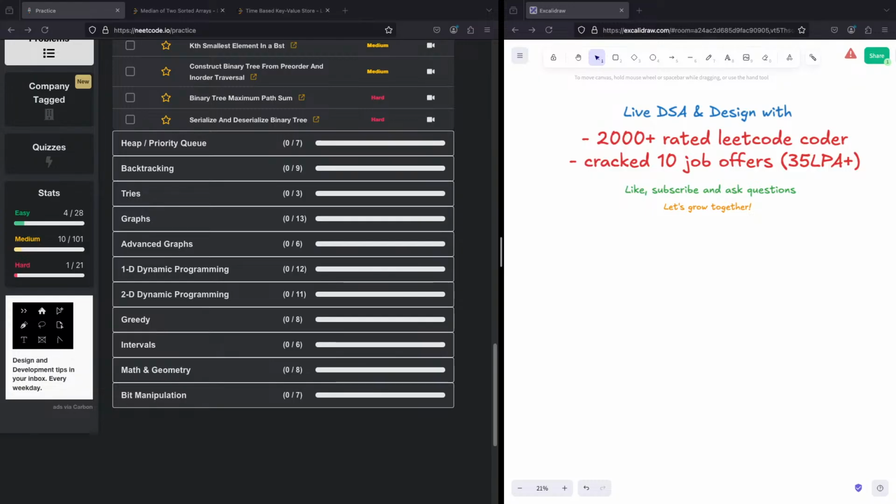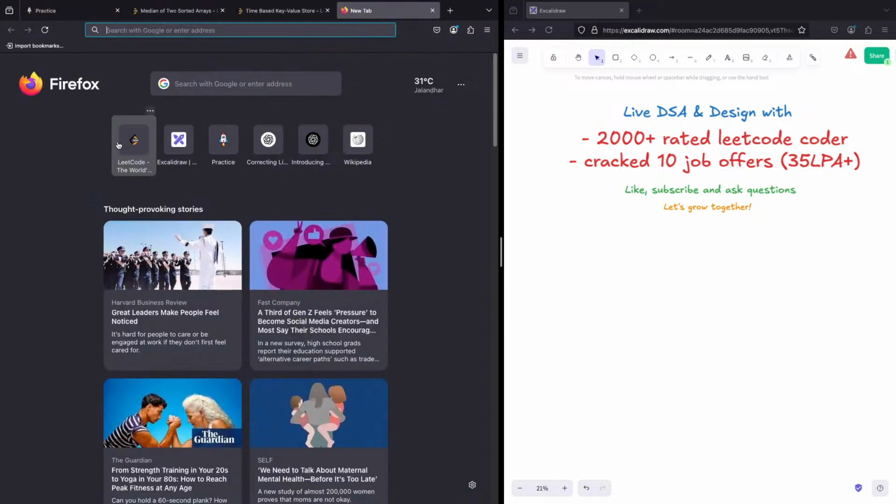Let's get started. We'll participate in a LeetCode contest.